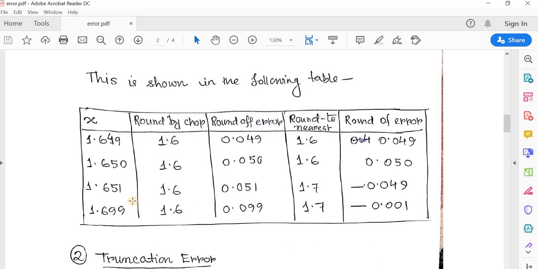So round to the nearest means if the value is greater than 5, then it is incremented by 1. So this is 1.699, so it is written as 1.7. Similarly, this is 1.7. This is 1.6. This is 1.6.